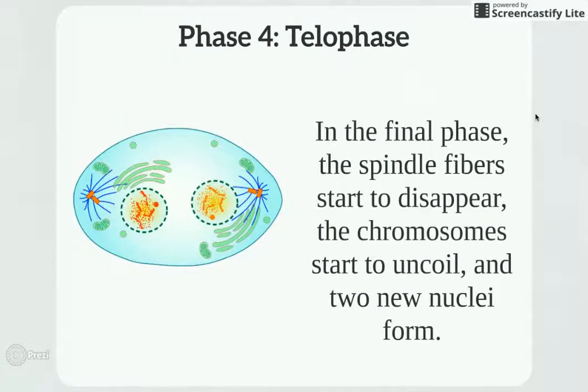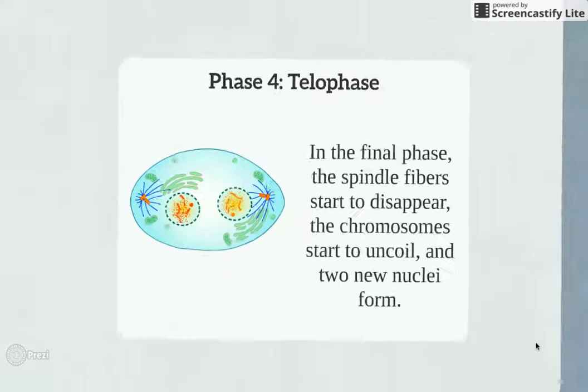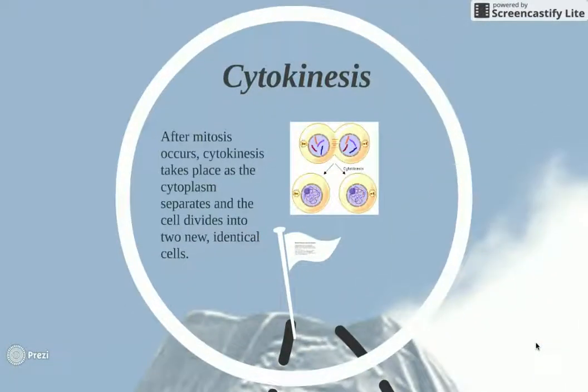The final phase of mitosis is telophase. In the final phase, the spindle fibers start to disappear and the chromosomes start to uncoil, and 2 new nuclei form, as you can see here. So here's a nucleus forming, and here's a nucleus forming. You can see organelles are going to other sides of the cell as it's about to split. So after mitosis occurs, cytokinesis takes place as the cytoplasm separates and the cell divides into 2 new identical cells.